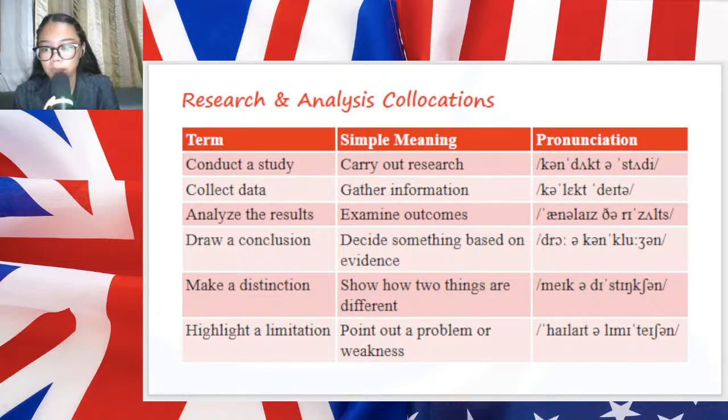Okay. Yes, our first set of collocations will be on research and analysis. These are collocations that are commonly used in academic context to describe how research is done and analyzed. They're not just fancy words. They are collocations, meaning words that naturally go together in English. So we will be tackling these collocations because it will be helpful for your speaking or writing in IELTS or TOEFL exams. Let's start with conduct a study.